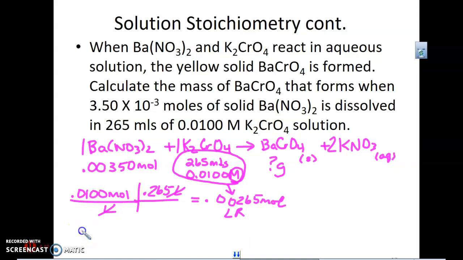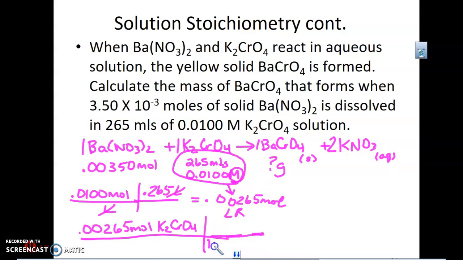So I'm going to take my limiting reactant. And again, I'm not going to put one like this on the test. I could put one like the last one, but I want to put one like this one. At this point, it's just like the last problem where I found out how many moles I have. I'm going to say 1 mole of that will make 1 mole of the barium chromate. Okay, and we will get 0.00265 moles of barium chromate.